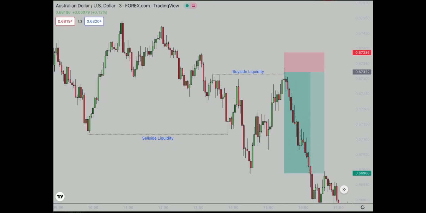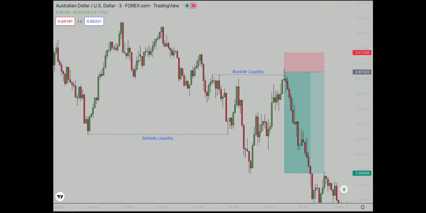Okay guys, so in this video we are going to go over ICT's turtle soup pattern. Trust me guys, if you learn this pattern, it is going to take you far in this game. So what is the turtle soup pattern by ICT, the Inner Circle Trader?